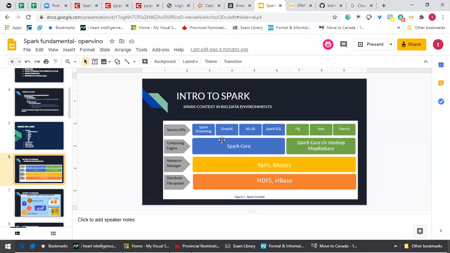So on top of Spark, there are different APIs that you can use to command Spark Core to run. So we have Spark Streaming, GraphX, MLlib, and Spark SQL. And Spark SQL is what I would say, if you are a big data analyst, then you will use it daily.